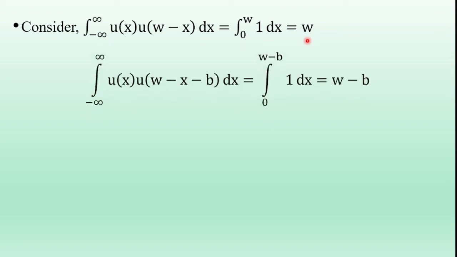Next, simplifying the second integral term: u of x is 1, u of w minus x minus b is 1, and 1 into 1 is 1. Now here the range of x is 0 to w minus b. This was already explained in the previous slide. So the integral of 1 dx is x over 0 to w minus b. Now substituting the upper value and lower value of x, we get the second integral term is w minus b.